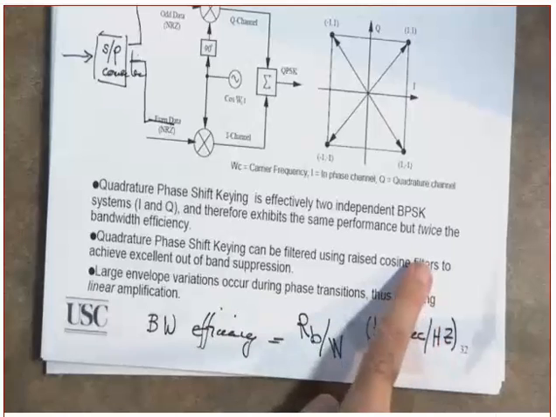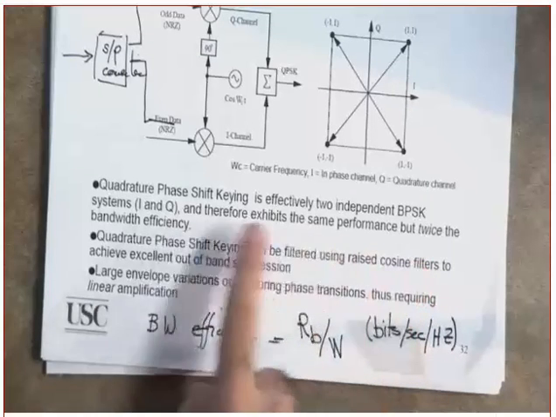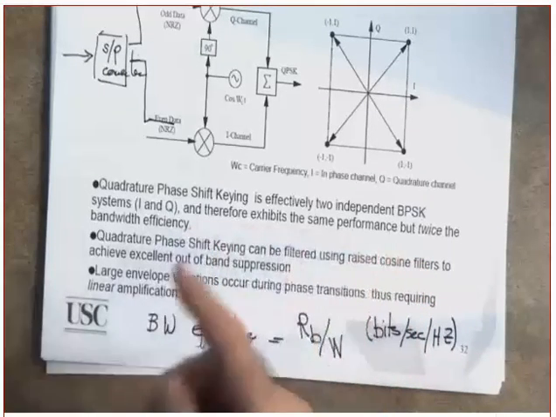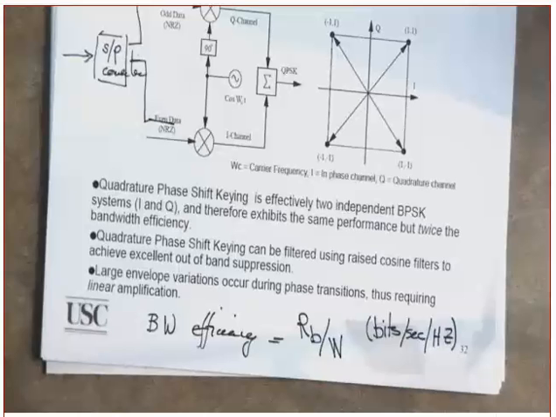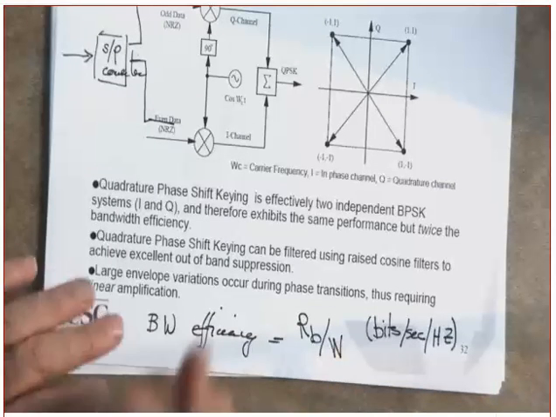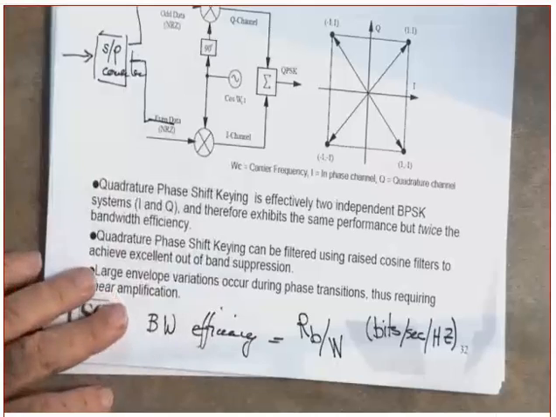Why does it exhibit twice the bandwidth efficiency of BPSK? Every symbol is representing how many bits? 2 bits, but the bandwidth is the same. Why? Because you are using the same carrier, and only the phase is different. One of them is a cosine, the other is a sine. So it's the same bandwidth occupancy, but every symbol is representing 2 bits. Clear?